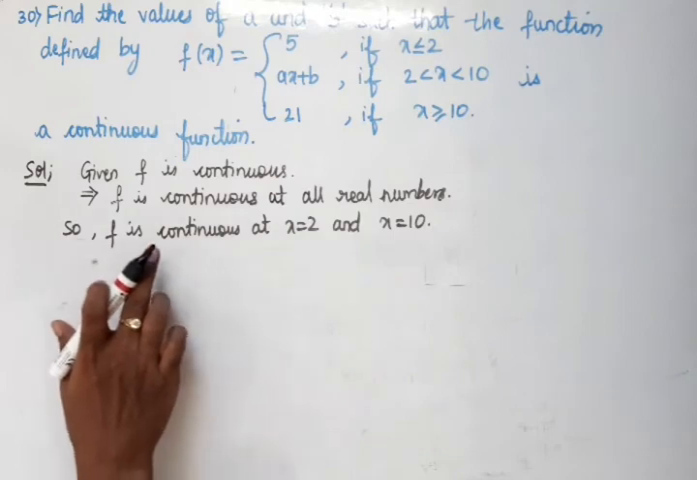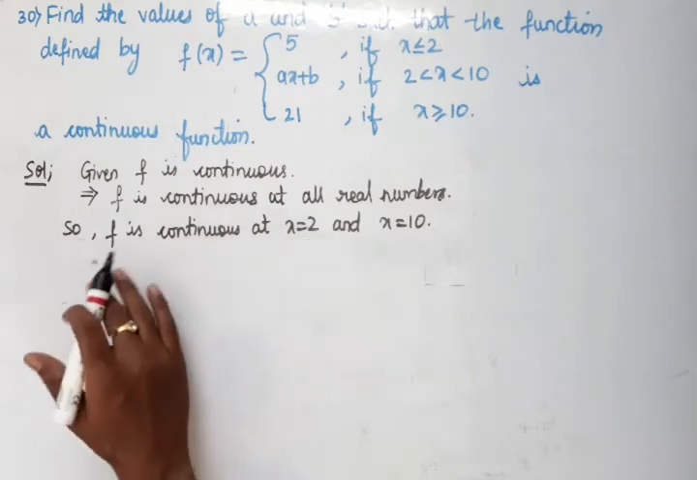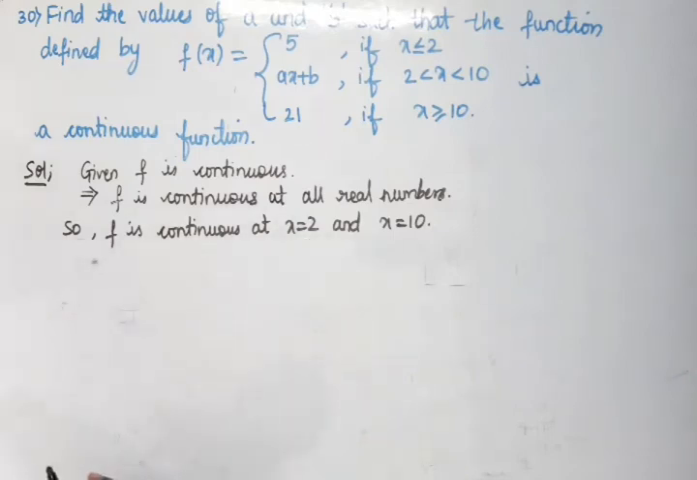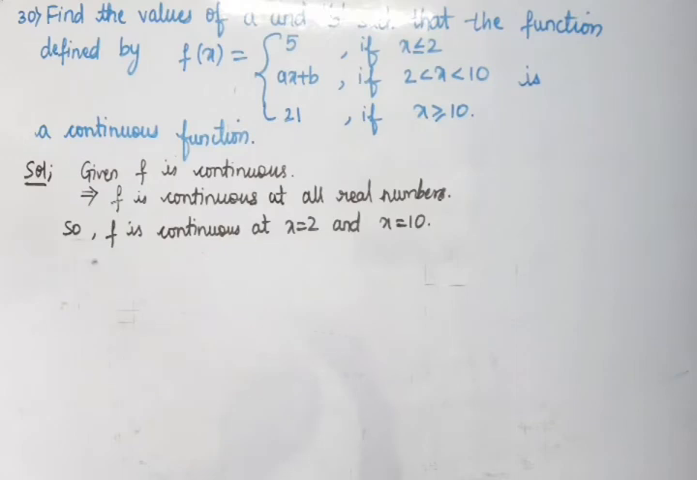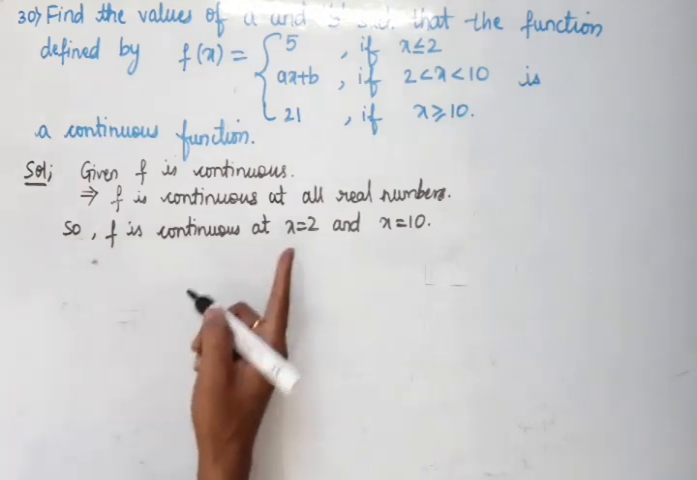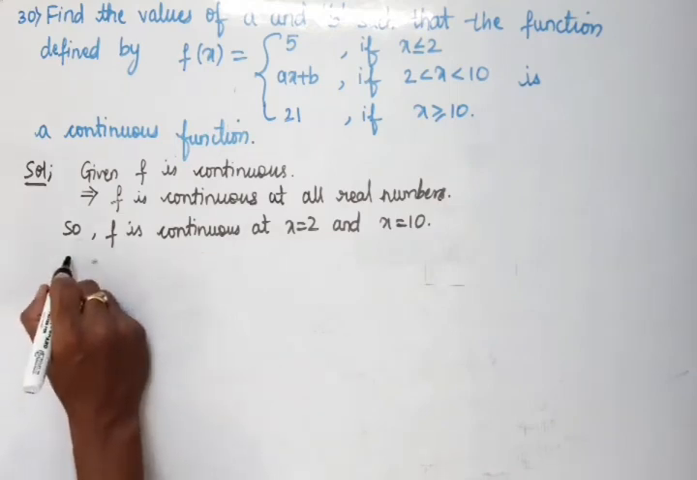So first case, x is equal to 2, take it and calculate LHL, RHL and the value of the function, you will get a linear equation. Next, at x is equal to 10, take the function to be continuous and find LHL, RHL and the value of the function, there also a linear equation comes. When you solve the two linear equations, you get the values of a and b. So first we consider the function to be continuous at x is equal to 2.